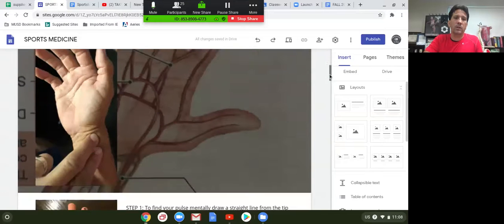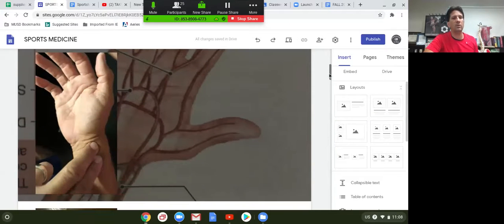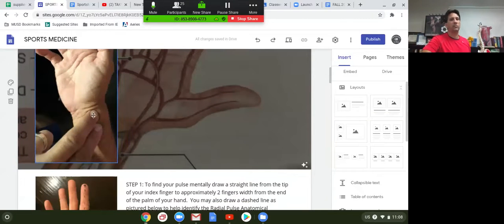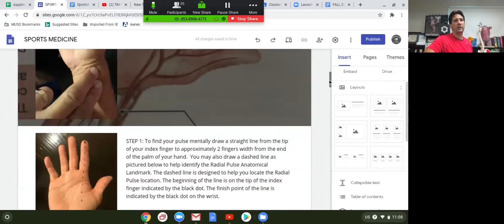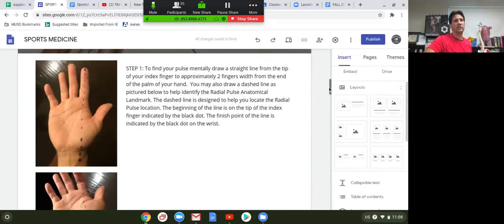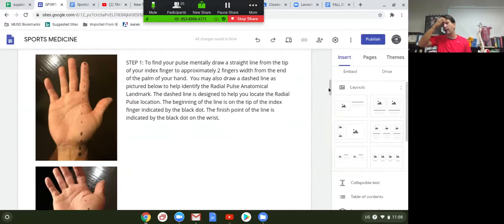Taking pulse. Okay, so from the video, I demonstrated taking pulse with 2 digits. So here's on the radial lateral side. So here's step 1. This is what you're going to do right now on your own. Step 1, to find your pulse, mentally, or you can physically draw it. Mentally draw a straight line from the tip of your index finger to approximately 2 fingers width from the end of the palm of your hand.